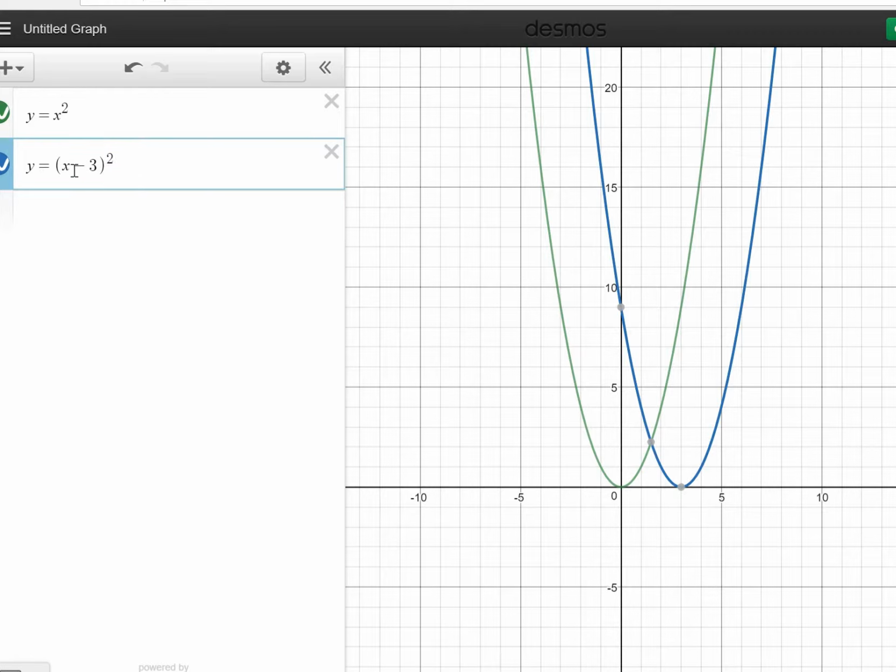And let's think about this. If we substitute in x equals 3, we get 3 take away 3, which is 0. 0 squared is 0. So the new vertex is at 3, 0.